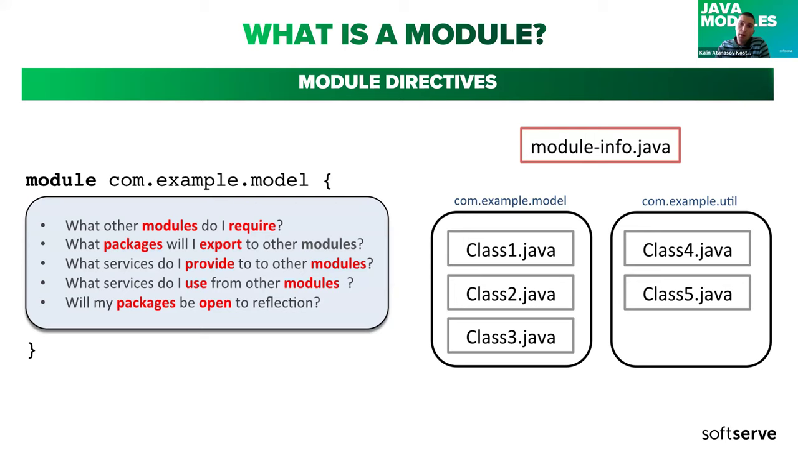A module can use them to say what other modules this module requires. This is about the requires directive. Also, which of my packages will I export so that other modules can use them? What services do I implement that other modules can use? What services do I use from other modules? And regarding reflection, do I want to open modules and allow reflective access to my module packages?